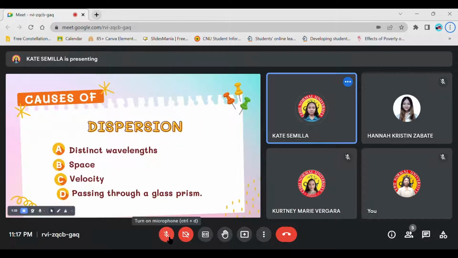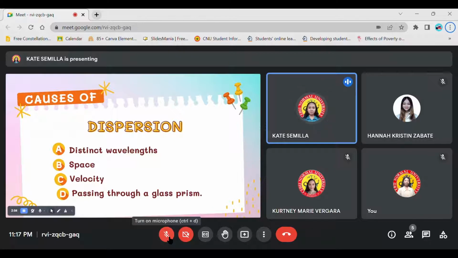Number one, distinct wavelengths. Because each color's light has distinct wavelengths, white light disperses into seven colors. Red light has the longest wavelength in this range of seven colors, while violet light has the shortest. Next, space or medium. In a vacuum, all colors of light travel at the same speed. However, in any transparent material such as glass or water, various colors of light move at different rates.